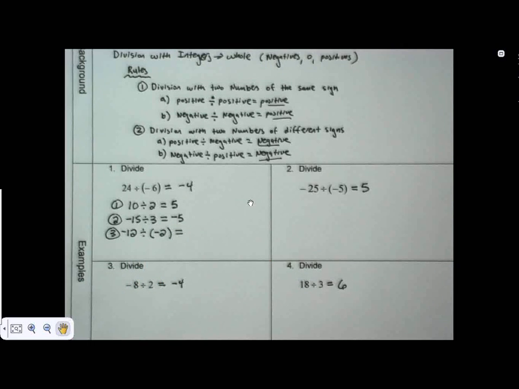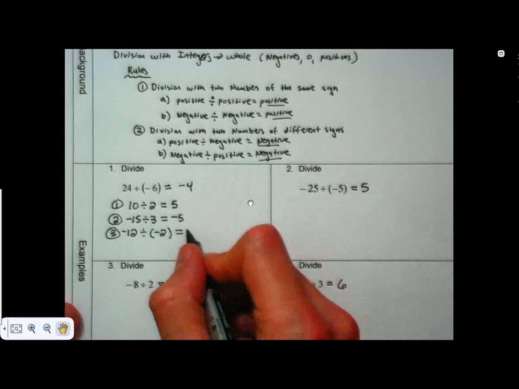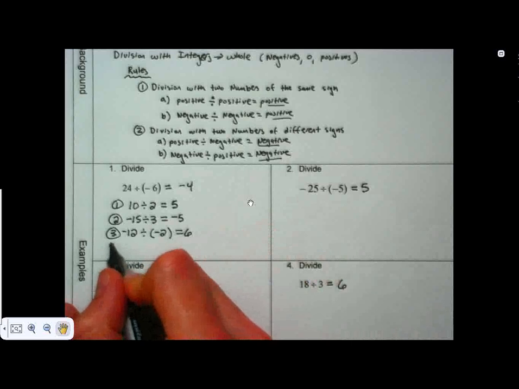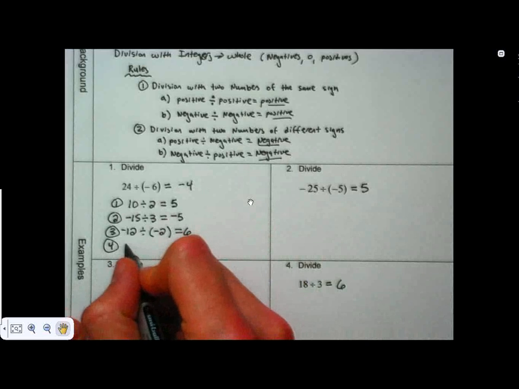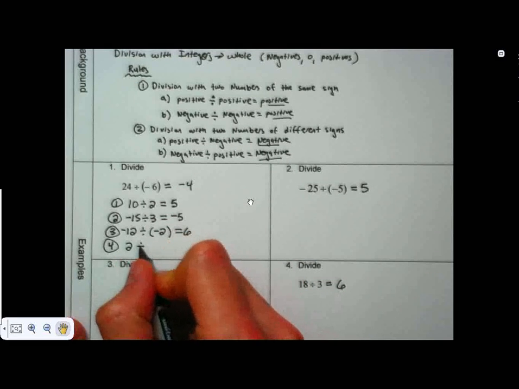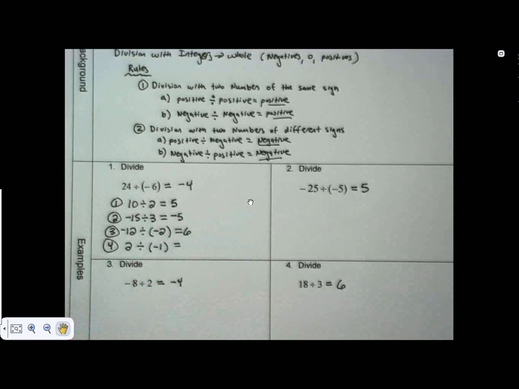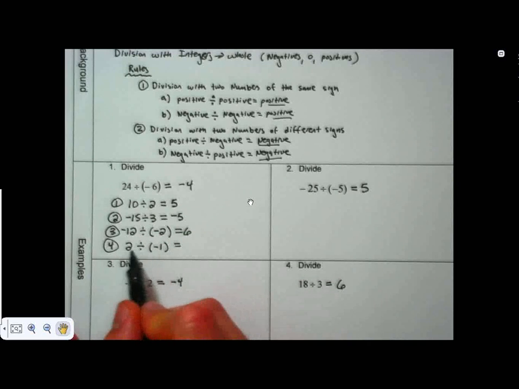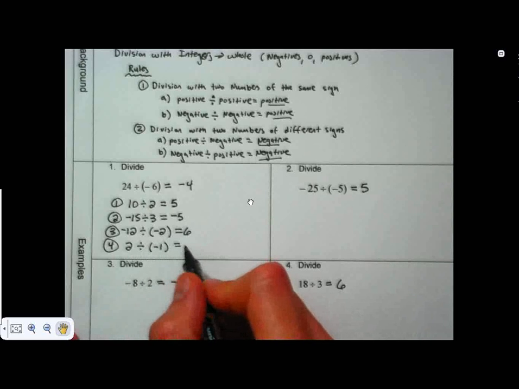Okay, the next example. So in this example, the two numbers that I'm using are the same sign, so that falls under rule number 1. So my answer is going to be positive. And then the last example, so again, in this example, the signs of the two numbers are different from one another, so that falls under rule number 2. So my answer is going to be negative.